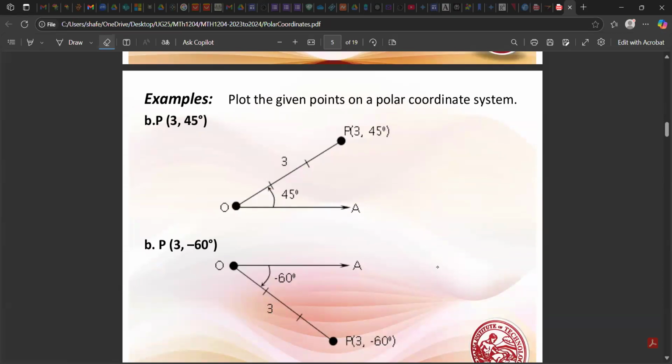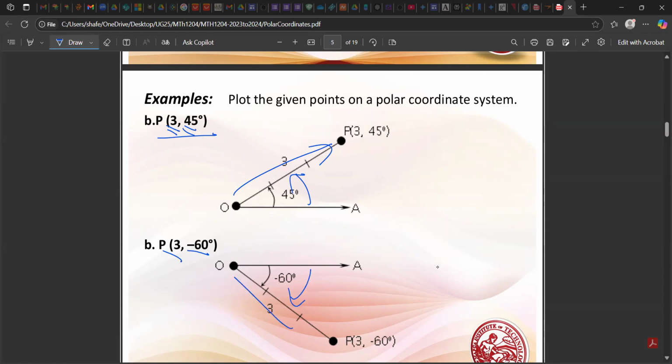We want to locate the point (3, 45°), right? So the line segment is 3 in length. It makes a 45 degree angle. This isn't hard, right? So this is 45, that's 3. Here it's (3, -60°), right? So you measure this way, still 3. Anything difficult there? I don't think so. That's a no-brainer.